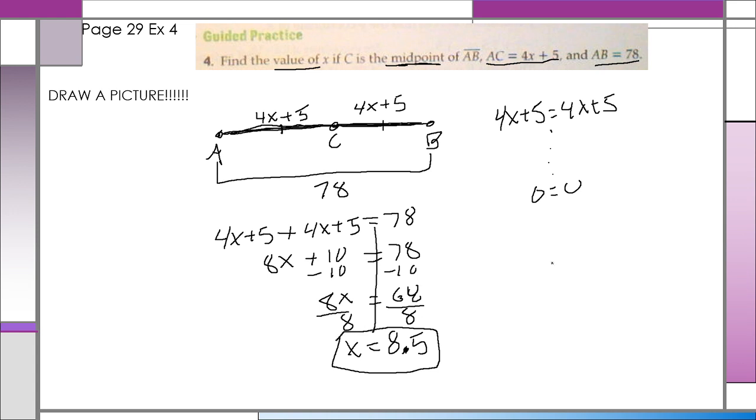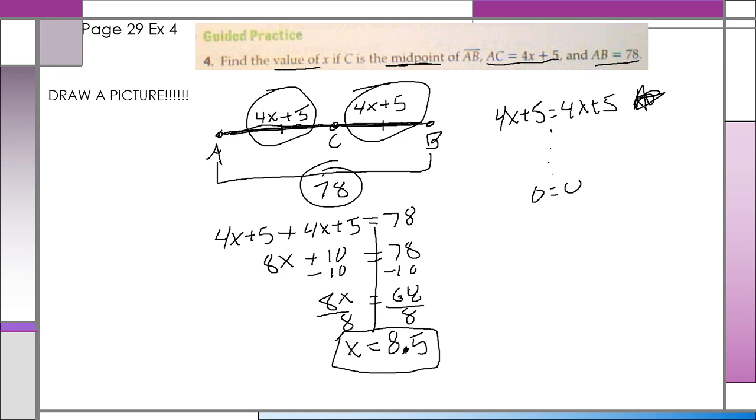So, once again, it's a fairly straightforward problem, except that in this case we had to set it up a little bit differently than the last one. Another way I know that setting it equal to each other is not the correct way of doing it is because I'm not using the 78 at all. They really wouldn't give me the 78 unless I was supposed to use it in some way. So that would clue me in that, okay, I have three values here, 4x plus 5, 4x plus 5, and 78. I need to figure out some way to get them all to work in an equation.